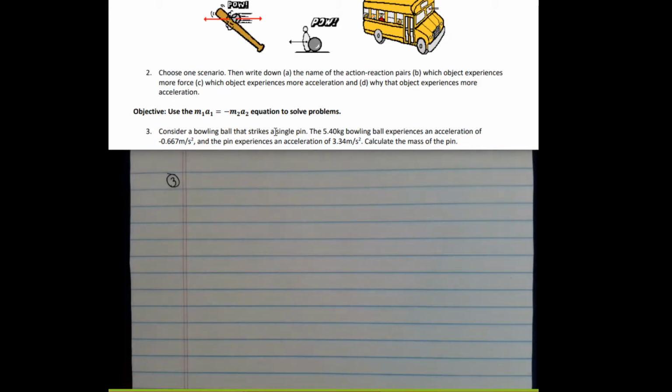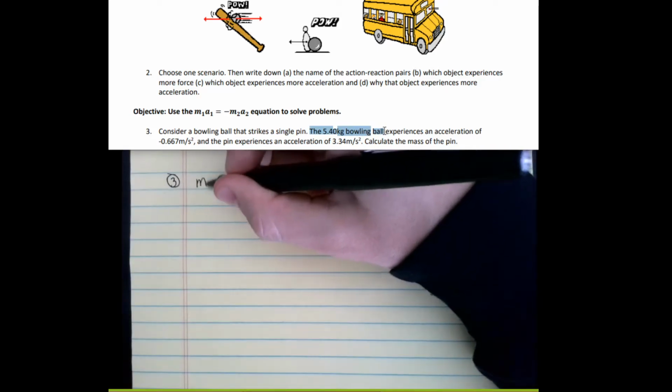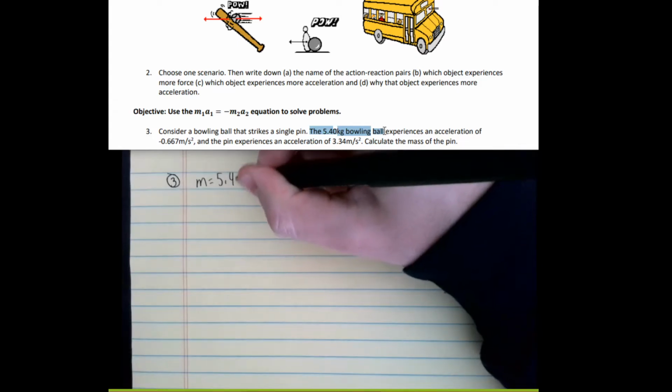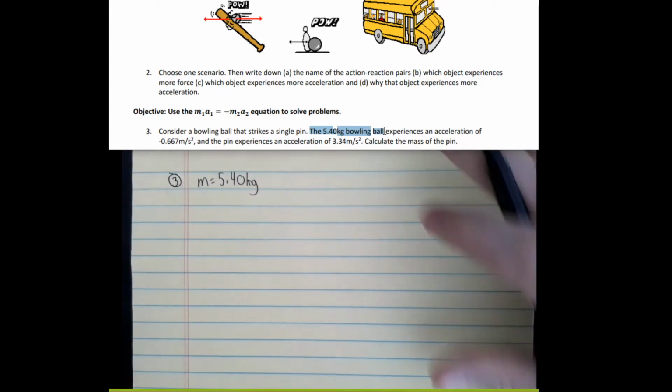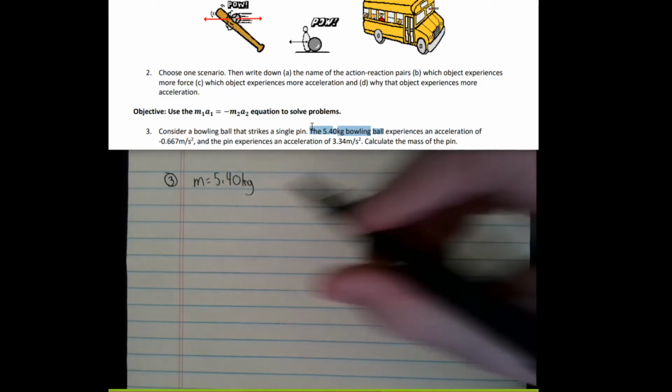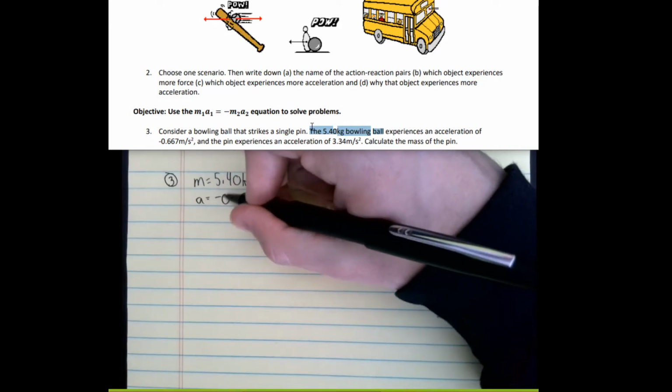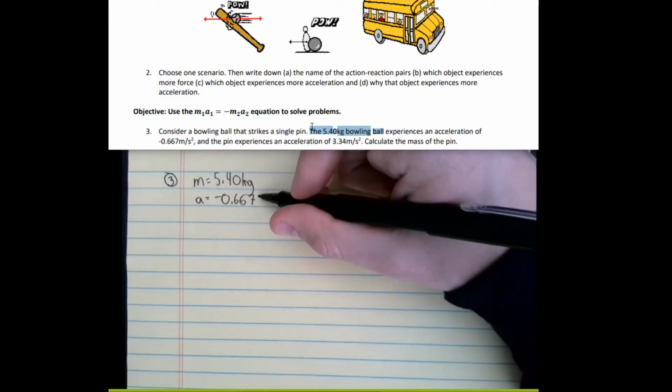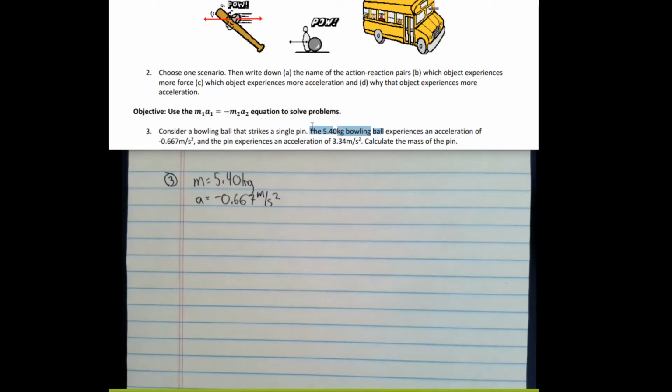Consider a bowling ball that strikes a single pin. The 5.4 kilogram bowling ball. Okay, let's write that mass down. Mass is 5.4. I'm going to keep writing all the numbers they give us. It experiences an acceleration of negative 0.667 meters per second squared. And the pin experiences an acceleration of 3.34.